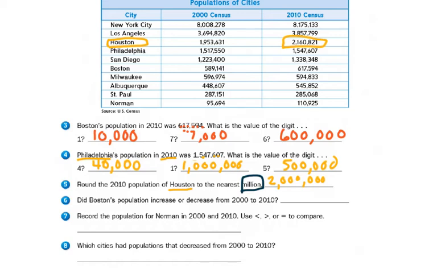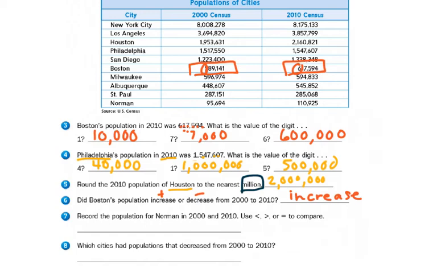Number 6. Did Boston's population increase or decrease from 2000 to 2010? Increase means to go up, decrease means to go down. So I'm going to look at Boston. It went from 589,141 to 617,594. If I just look at the number in the 100,000s, it went from 5 to 6, which is an increase.